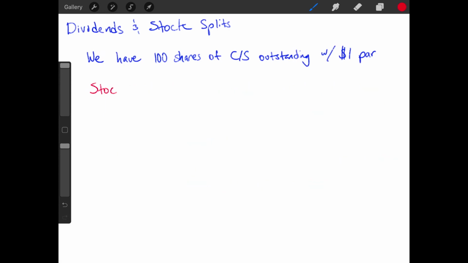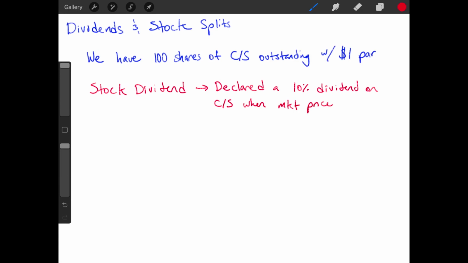Next, we're going to look at kind of the same starting information, but with a stock dividend instead. So far you've really only seen cash dividends, but know that dividends can also be paid out with stock. So for this example, we use that same base information, but in this case, we're declaring a 10% dividend on the common stock when the market price per share is, let's say, $20 per share. So what's happening here is instead of giving their stockholders cash, they're actually giving them more stock based on a certain percentage.